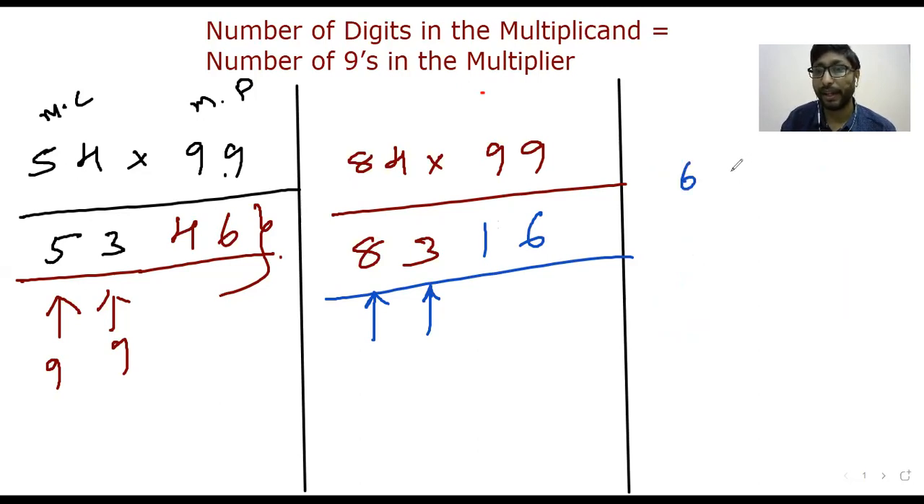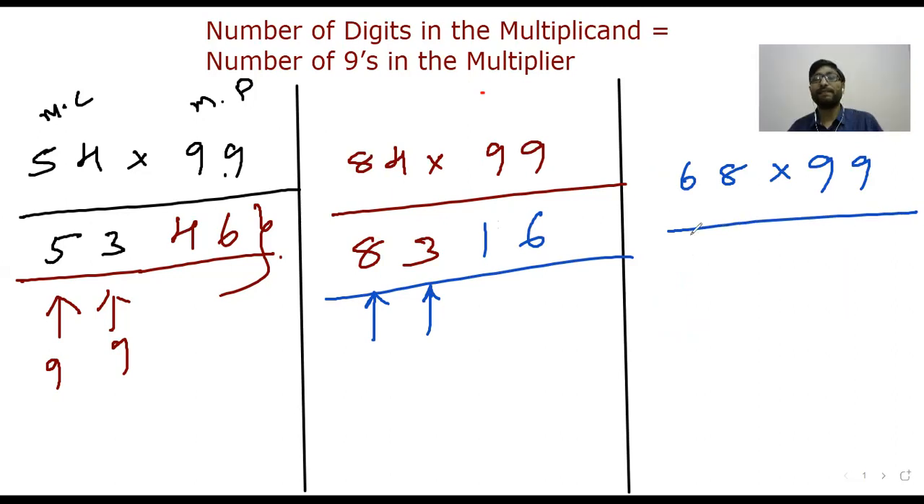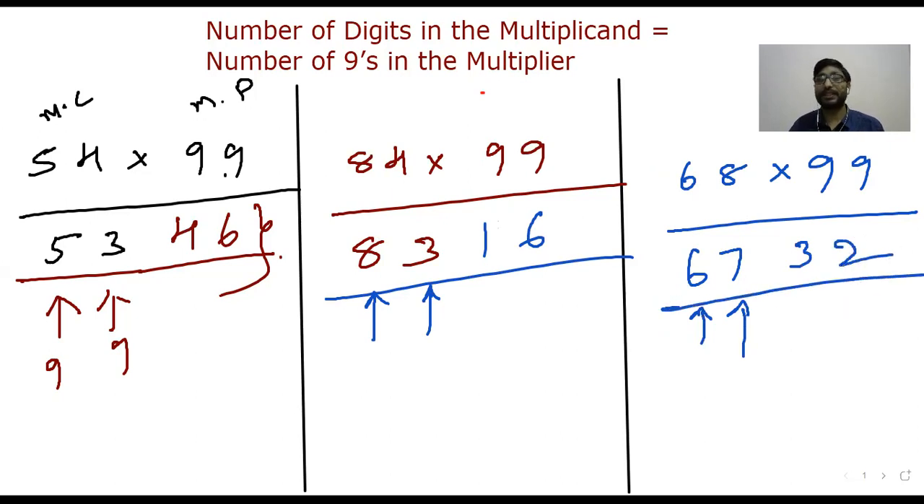68 multiplied by 99. Subtract 1 from the multiplicand: 67. Then 9 minus 6 is 3, and 9 minus 7 is 2. So 6732 is the answer. Very simple. I hope you enjoyed it and understand the logic.